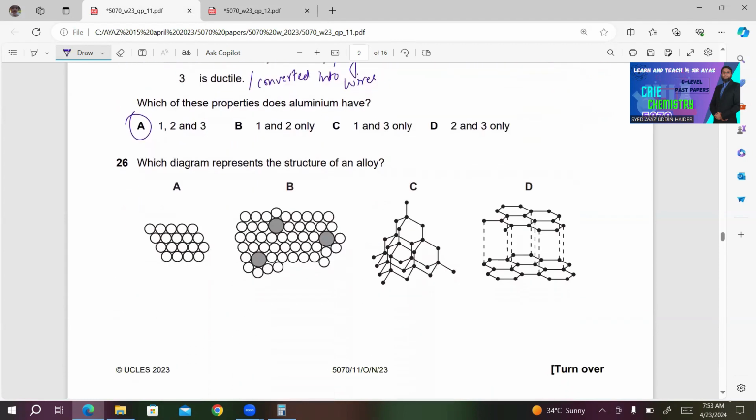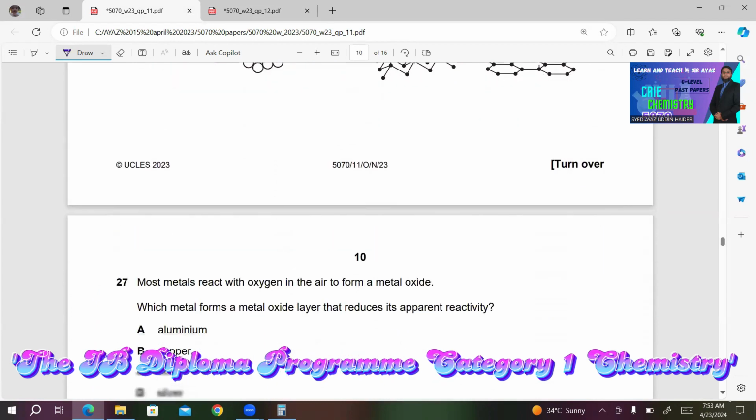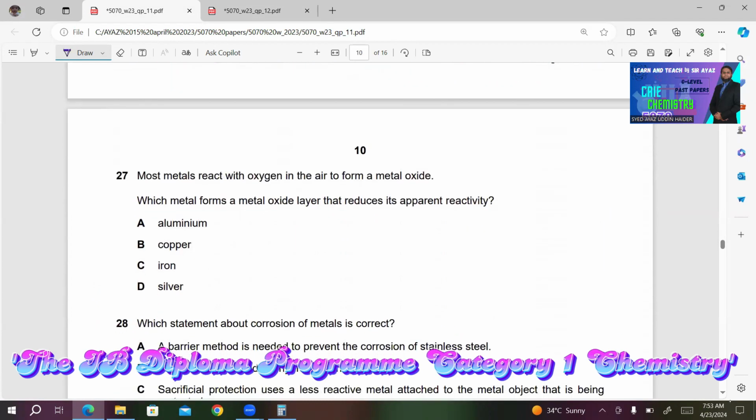26. Which diagram represents the structure of an alloy? What are alloys? They are a mixture of metals. You must have big size metal atoms in between small size metal atoms. So B must be the right answer for 26. All the other choices are incorrect.